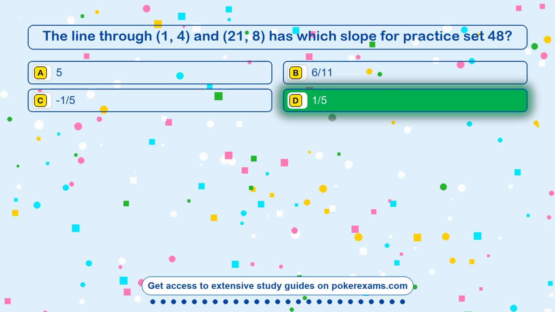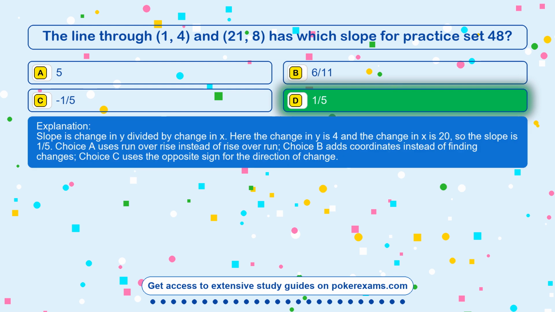The correct answer is option D, 1/5. Slope is change in y divided by change in x. Here the change in y is 4 and the change in x is 20, so the slope is 1/5. Choice A uses run over rise instead of rise over run, choice B adds coordinates instead of finding changes, choice C uses the opposite sign for the direction of change.